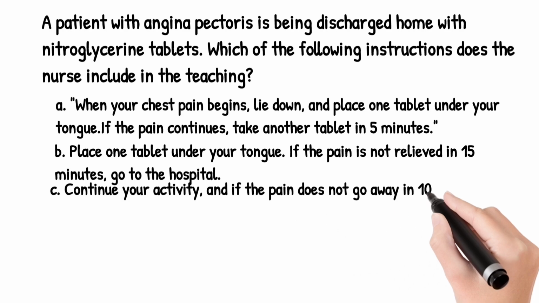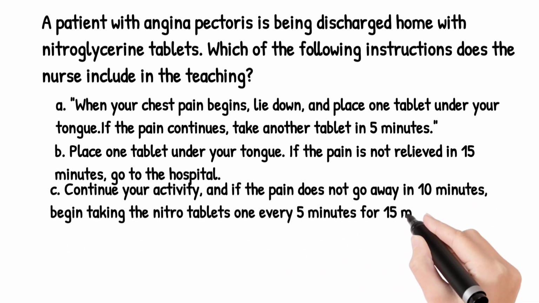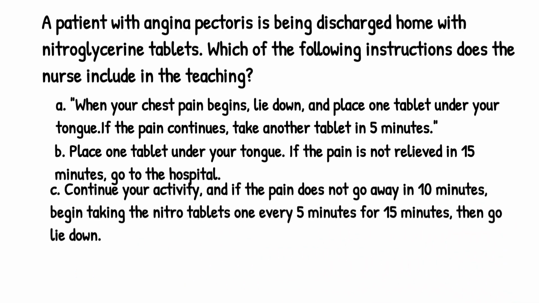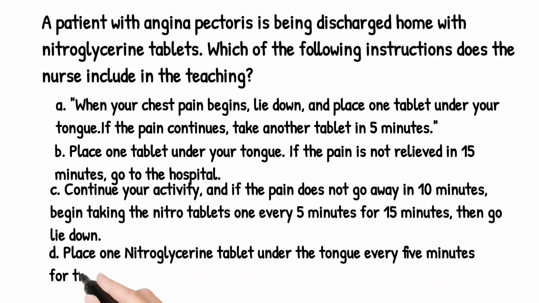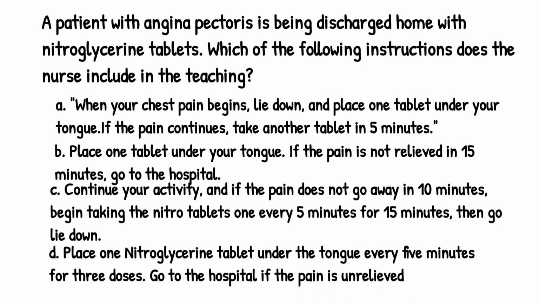Option C, continue your activity and if the pain does not go away in 10 minutes, begin taking the nitroglycerin tablet, one every 5 minutes for 15 minutes, then go lie down. Option D, place one nitroglycerin tablet under the tongue every 5 minutes for 3 doses. Go to the hospital if pain is unrelieved. The answer is option D. Place one nitroglycerin tablet under the tongue every 5 minutes for 3 doses. Go to the hospital if pain is unrelieved.